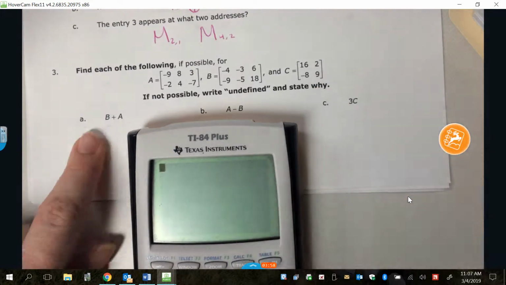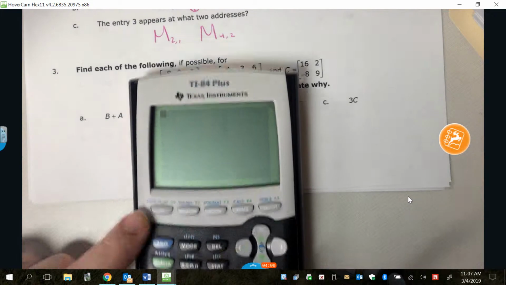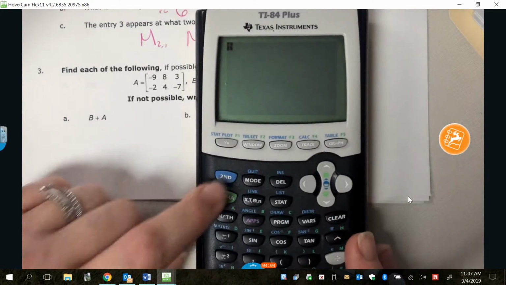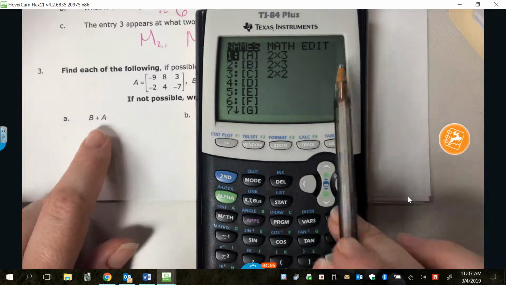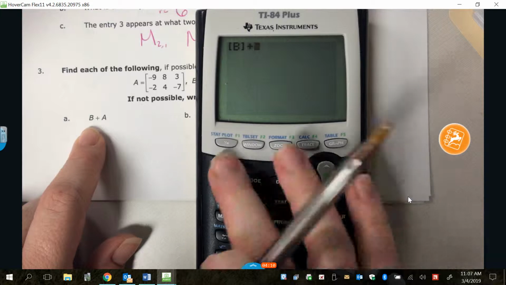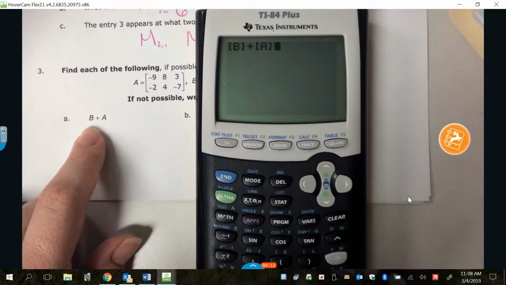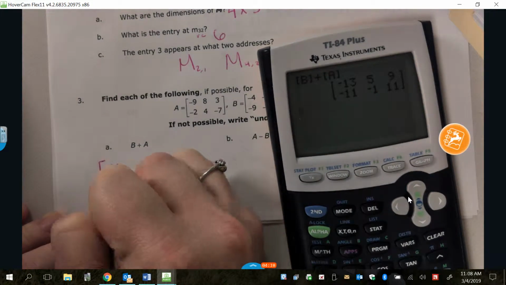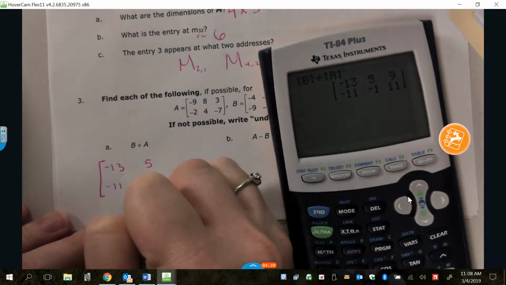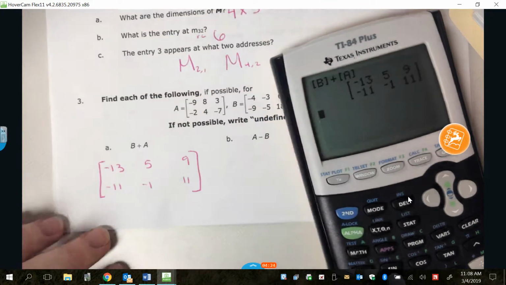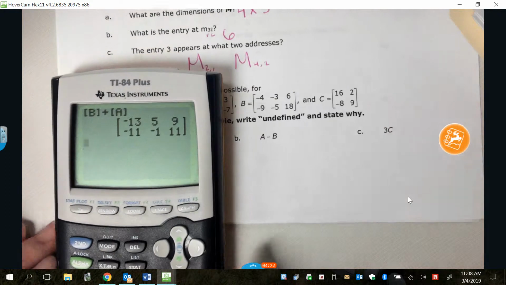Okay, so I got it all. The first one is B plus A. I went back to my home screen with second quit. Now I'm going to do second matrix. I don't go back to edit because I've already put them in. I do B plus second matrix, and choose A. There is my answer: negative 13, negative 11, 5, negative 1, 9, 11.